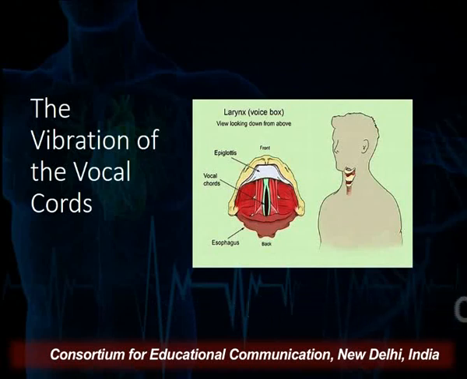While speaking, the muscles in the larynx move the arytenoid cartilage. These cartilages push the vocal cords together. During exhalation, when the air passes through the vocal cords, it makes them vibrate and create sounds.